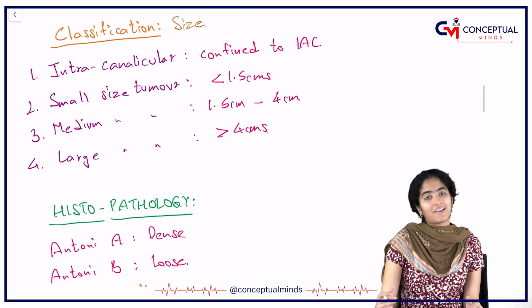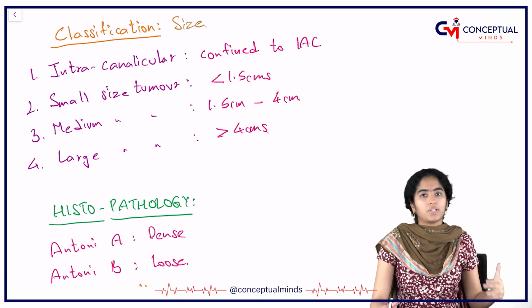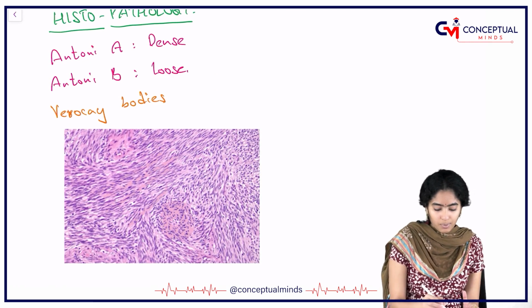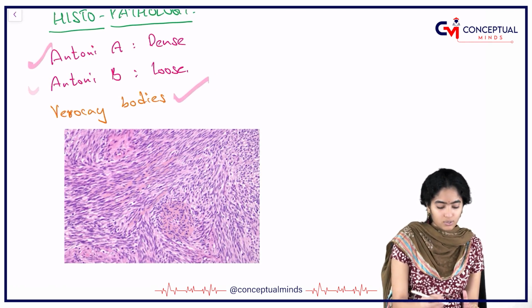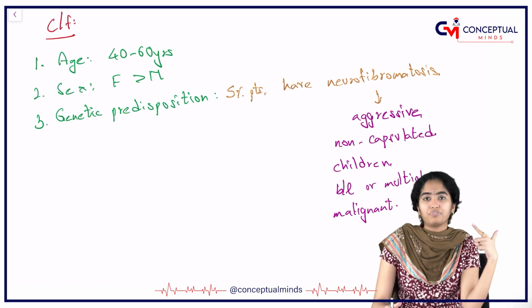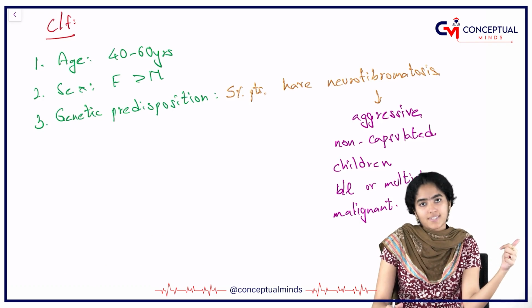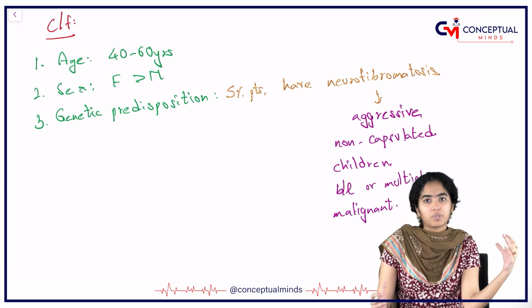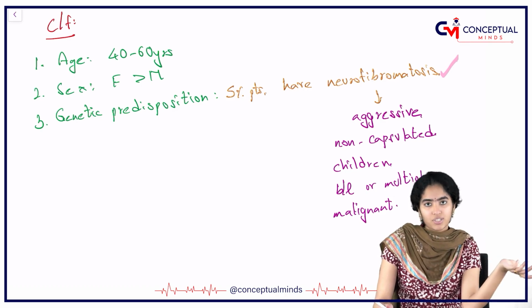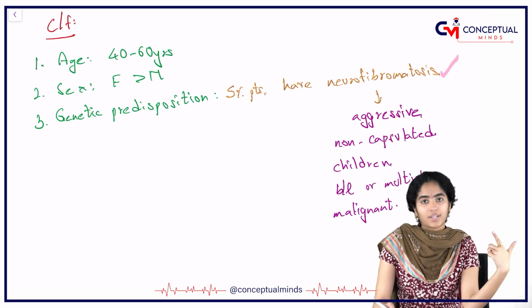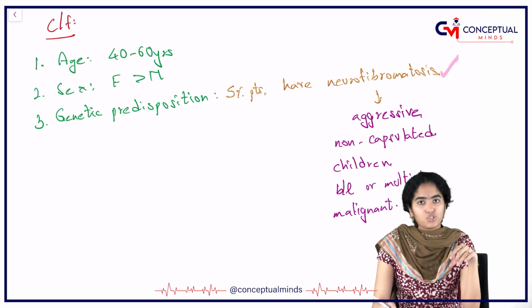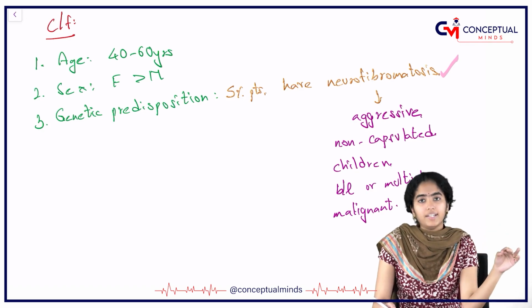The classification is based on the size: intracanalicular, small size, medium size and large size. In histopathology, what you have to remember is Verocay bodies and Antoni A and Antoni B zones. Clinical features: the predilection is for 40 to 60-year-old females, and 5% of patients have a genetic history of neurofibromatosis. That is important because those people exhibit special features such as aggressive, non-capsulated tumors, which could be seen in children also, could be bilateral or with multiple lesions, and could very rarely turn malignant.